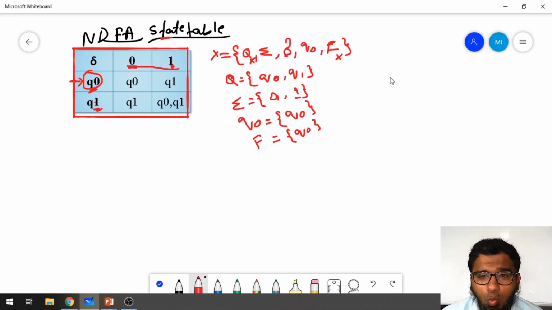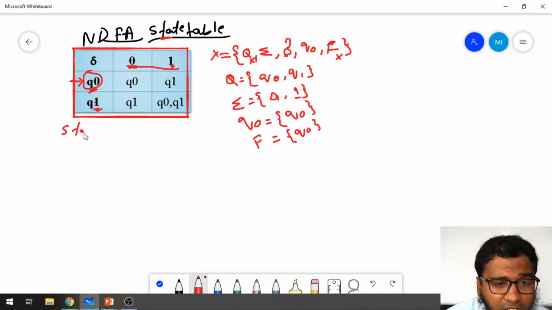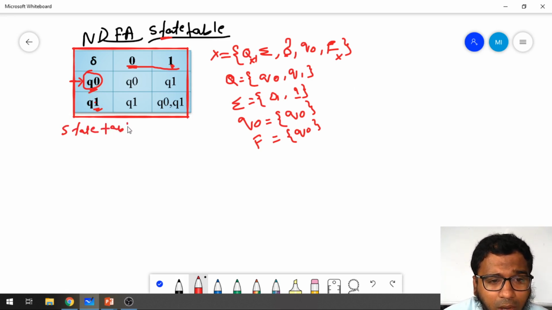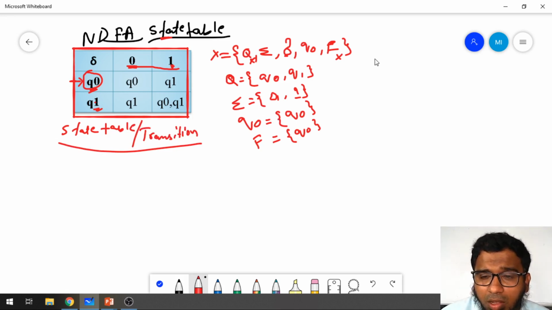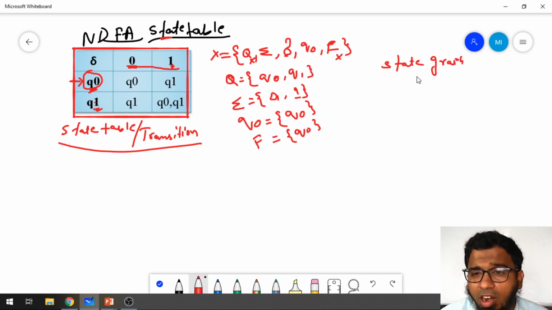And for this you can draw the state diagram, the state graph. What is the name of this? This is a state table or transition table. Either one you can say, transition table or state table. So, now we need to make the state graph, or we can say transition graph.